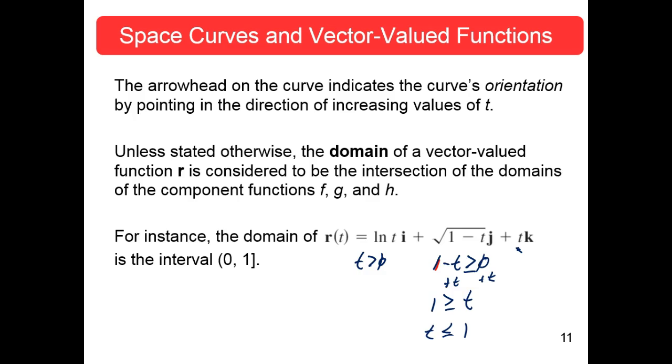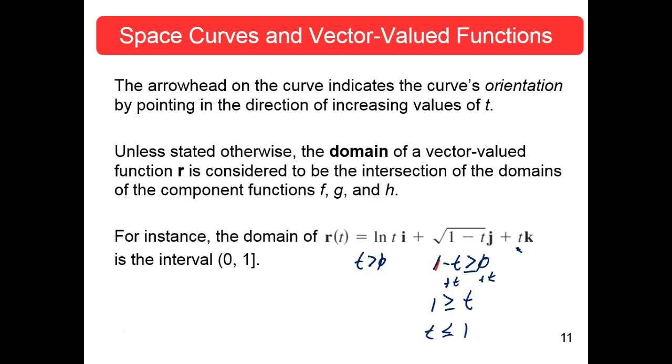All real numbers, no limitation at all. All real numbers. But all these can't be true. This says t has to be greater than 0. This says that t has to be less than or equal to 1. That says t could be anything. Well, you limit it to the most limiting factor. It has to be greater than 0, less than or equal to 1.